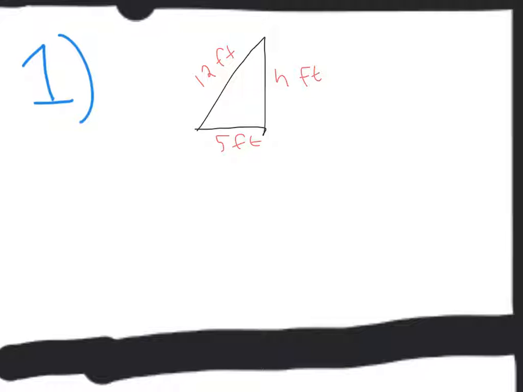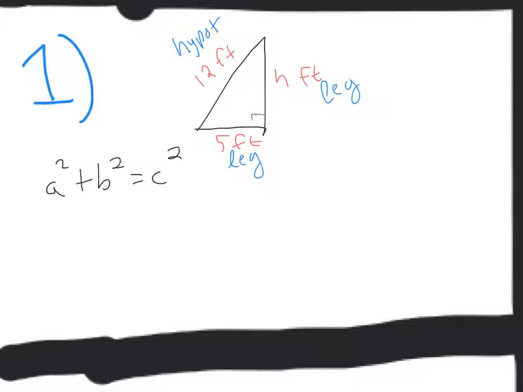Alright, as we remember, the general formula for the Pythagorean Theorem is a squared plus b squared equals c squared. Your a and your b are your legs, and your c is going to be the longest side, which is the hypotenuse. So let me just label this. This is a leg over here, this is a leg over here, and that long side is your hypotenuse, and it's always opposite the 90-degree angle.